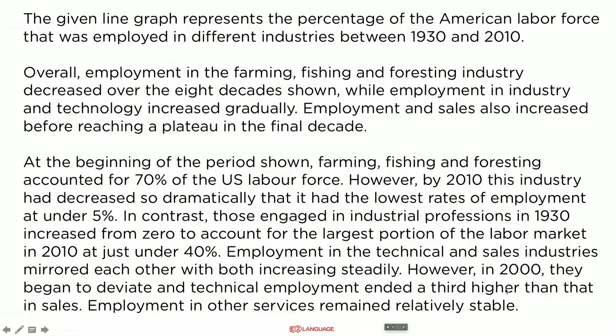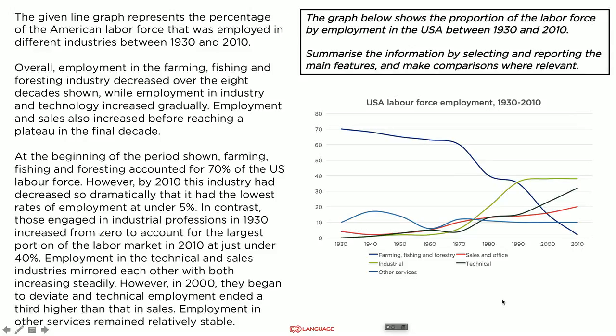My response on test day will look like this. You can see my 3 distinct paragraphs. Let me take you through them part by part. So the first part I write is I just rewrite that description in my own words. The original description says the graph below shows the proportion of the labor force by employment in the USA between 1930 and 2010. I wrote the given line graph represents the percentage of the American labor force that was employed in different industries between 1930 and 2010. I've written the exact same thing in terms of meaning using different words and a different structure as well, okay?